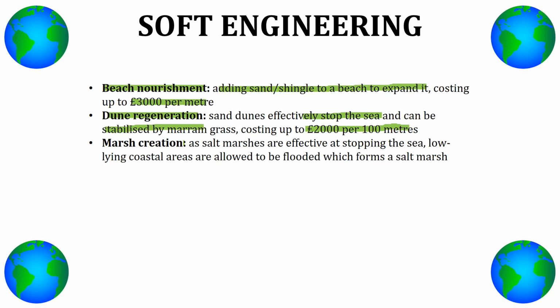they often don't care about rules, so they'll just trample on the grass and destroy it. And lastly, marsh creation, which is when low-lying coastal areas are allowed to be flooded, which forms a salt marsh, as they are effective at stopping the sea. It's quite a cheap way of maintaining the beach as a sea defense, and it also creates new habitats for new wildlife. But it does affect farmers as land is lost to the sea, so farmers will need to be compensated for this.